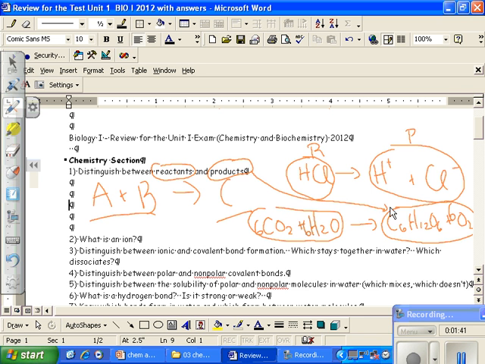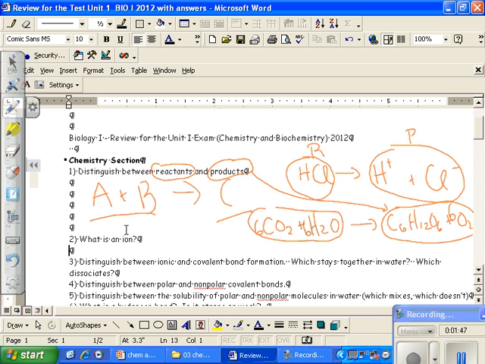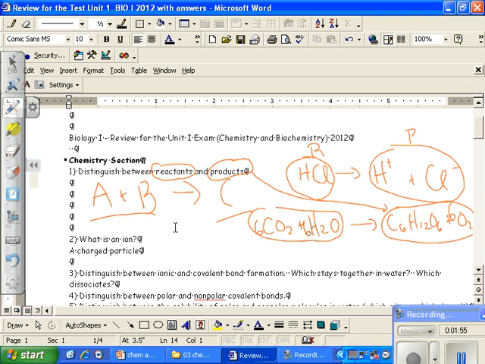Okay, what's an ion? An ion is a charged particle. So for example, an ion could be this thing, H plus, or it could be Cl minus, or it could be OH minus, or it could be Na plus, anything that's charged. And so the way that you get a charged particle is by gaining or losing electrons. So you can write that part in. Make ions by gaining or losing electrons.